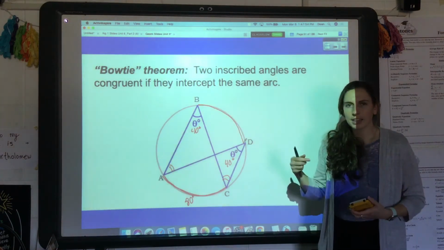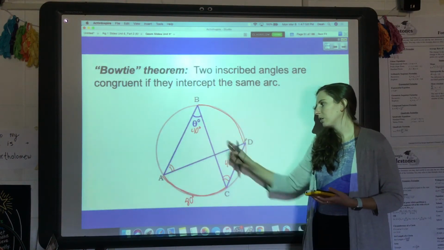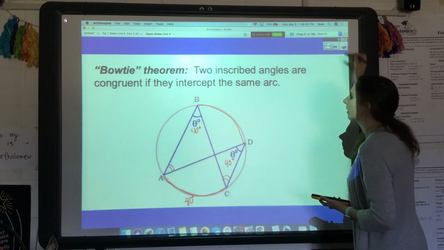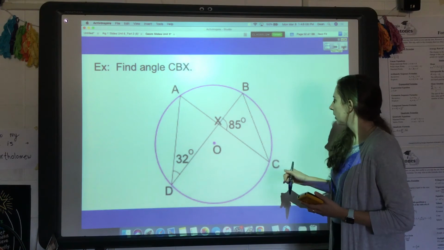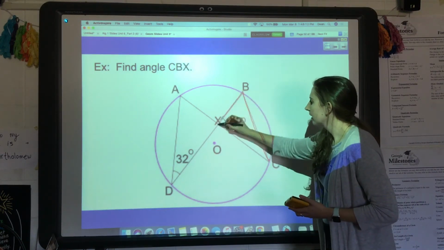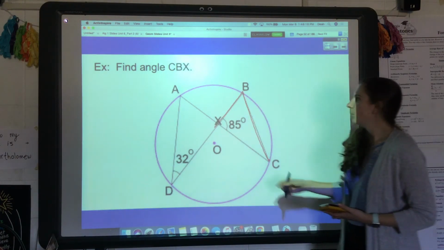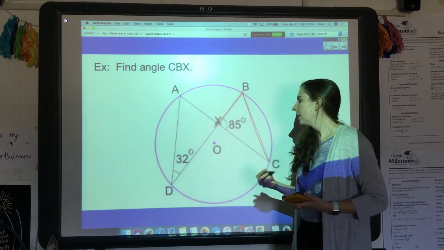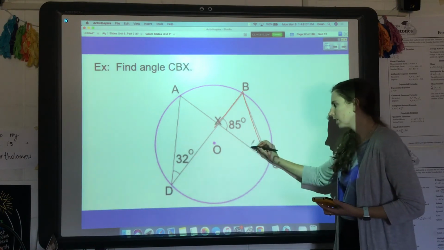I call this the Bowtie Theorem. I don't think that's an official name or anything, but basically it says two inscribed angles are going to be congruent if they're on the same arc. For example, if I want to find angle CBX, where is that? CBX, so that right there. I know that CBX is the same as angle A here. And I also know if that's 32, then this is 32 degrees.